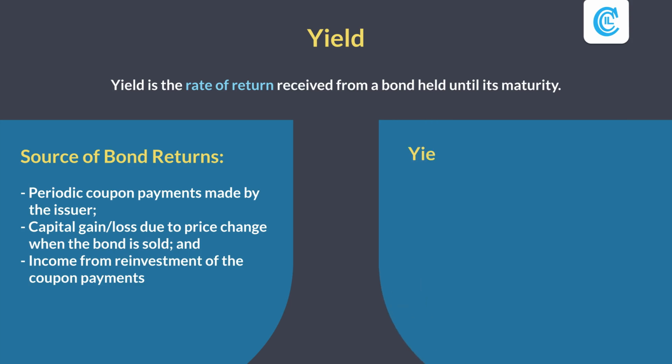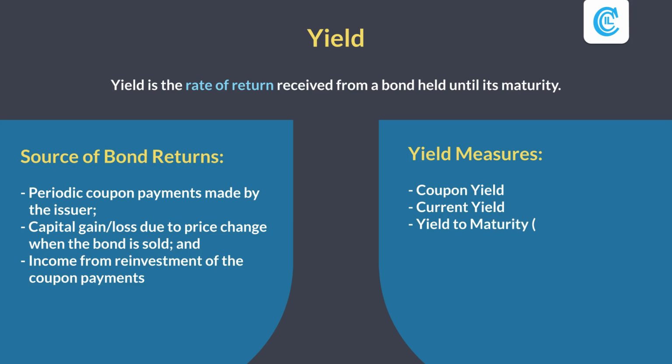The three yield measures commonly used by investors to measure the potential return from investing in a bond are coupon yield, current yield, and yield to maturity or YTM, which is the interest rate used to discount the cash flows for valuation of the bond.